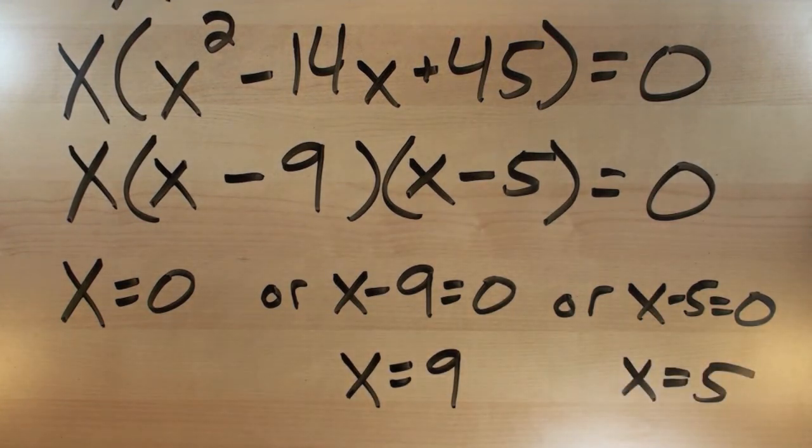So we have 3 possibilities for this equation. X can be equal to 0, x can be equal to 9, or x can be equal to 5. And if you go back to the original equation, you will see that if you plug any of those 3 values in, they all make the equation true.